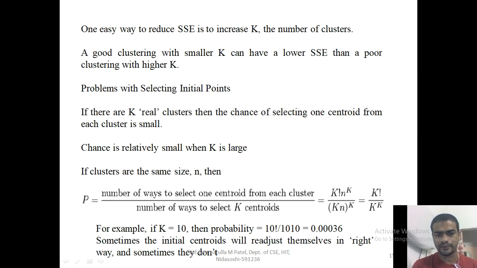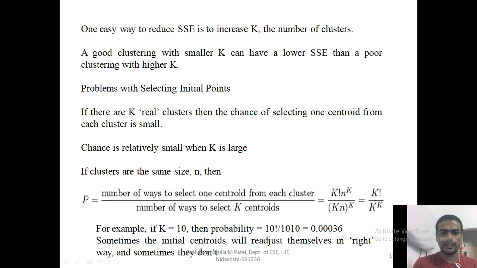If the clusters are small in size, then p is the probability of how many clusters I can form properly. So, the number of ways to select one centroid from each cluster. What is this probability? Probability p is the probability of forming the right centroids. How many centroids will come into the picture only comes when we run the algorithm.